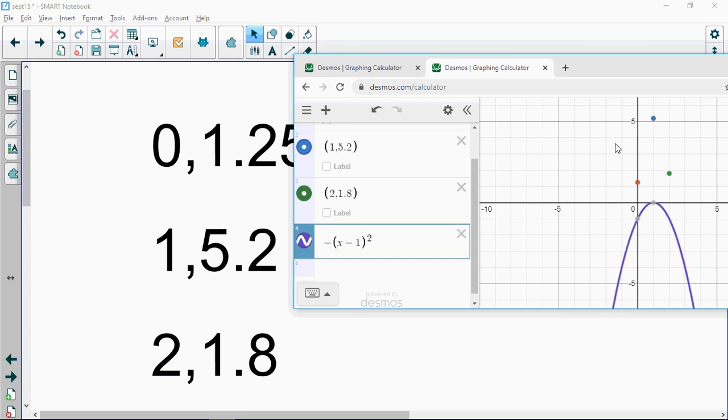So I've got negative (x minus 1) squared. And this has to be shifted upwards, so I'm going to add about 5.2 onto the end of that. And see how it's not quite steep enough? So I need to make this steeper. Instead of just a negative, I could make that a negative 2 or a negative 3. I'm going to go all the way up to negative 4.9. And see how that curve closely approximates the location of the ball. So the equation of motion for this projectile is negative 4.9 (x minus 1) squared plus 5.2.